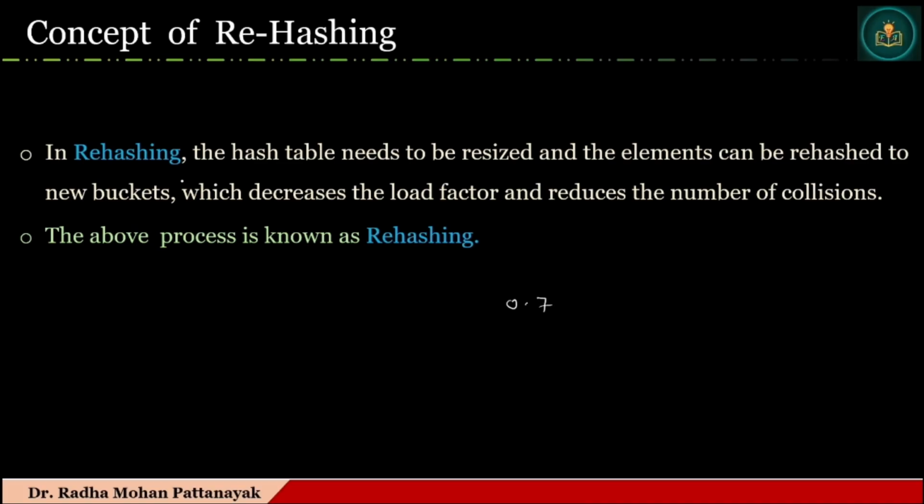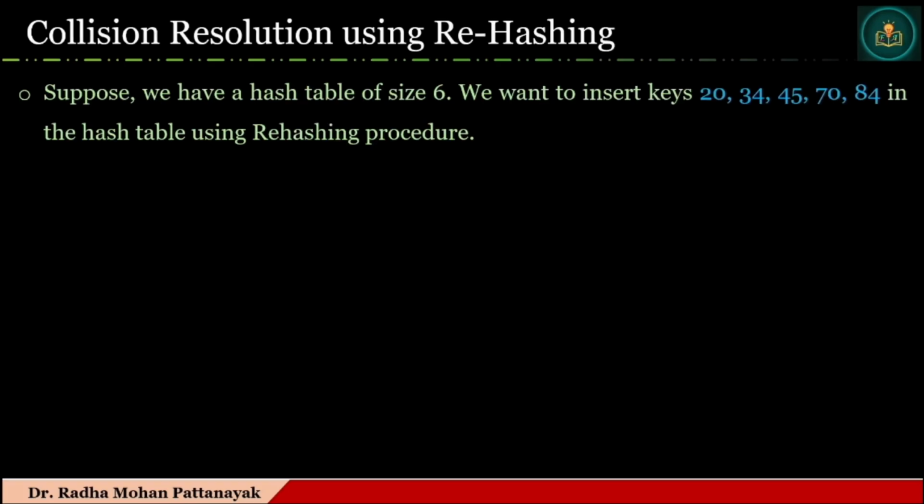After insertion, if the load factor exceeds 0.7, then we apply rehashing. In rehashing, first we double the size of the table, then after doubling the size we rehash each and every element again into the new buckets. The whole process is called rehashing. So let's discuss the rehashing process with an example.